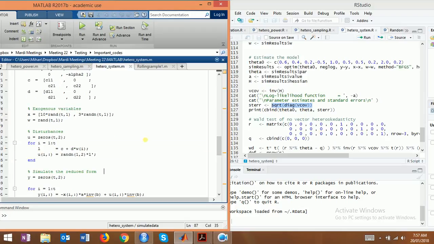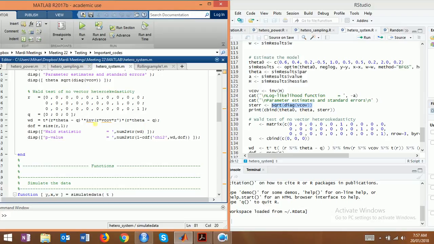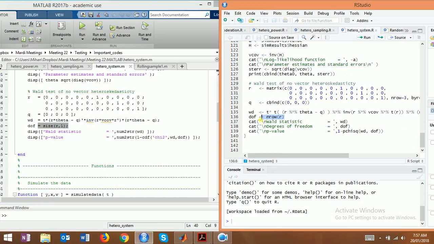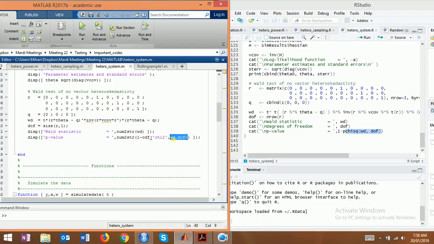Yeah, and then we are doing the Wald test like that. Degrees of freedom is the number of rows in the restricted model. So we do p chi square for the test. Degrees of freedom are chi square CDF chi square, well, Wald statistic, and degrees of freedom. That's all. This has been explained for the system of equations.